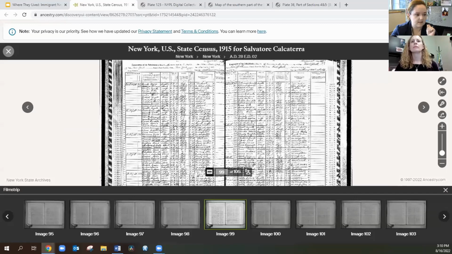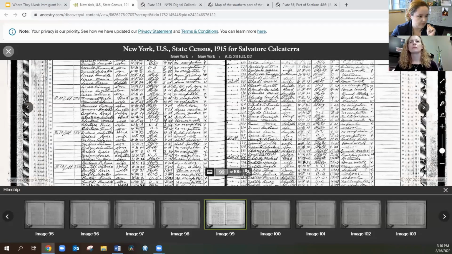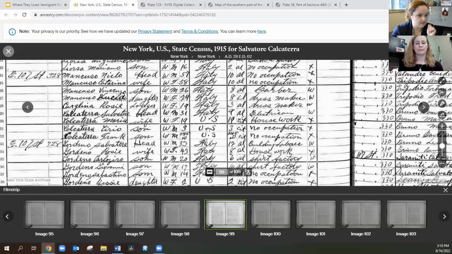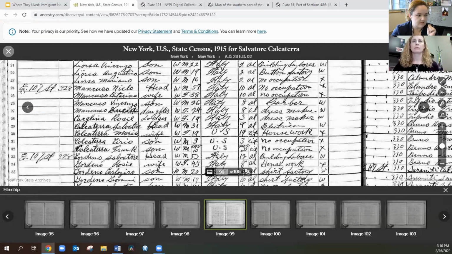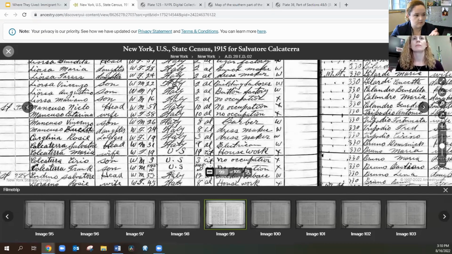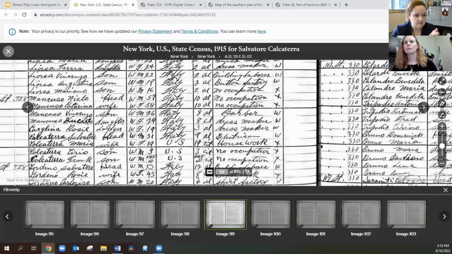Where he was living at the time, which I'll show you on a map in a moment, was East 107th Street. That is not Little Italy, but look at all the Italians. We have Salvatore right here, his wife, two sons. We have some other people living next door, but look at all these Italians. So many. I like to look at what people are doing for a living, what his neighbors are doing, because that can give you an indication of the socioeconomic background of the community too.